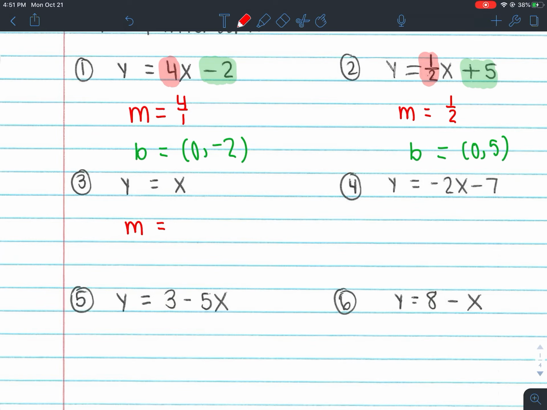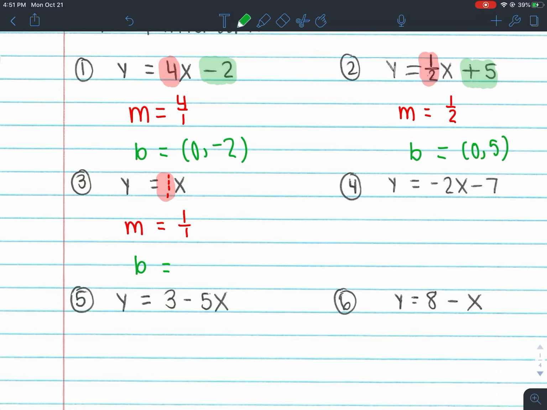Okay, so moving on to number 3, now this one looks a little bit different, but what is my slope? Remember, it's the number attached to your x, so it was mx. And here we have an imaginary 1, right? So there's really a 1 there, so our slope is positive 1 over 1. There is a 1, so that's our slope.